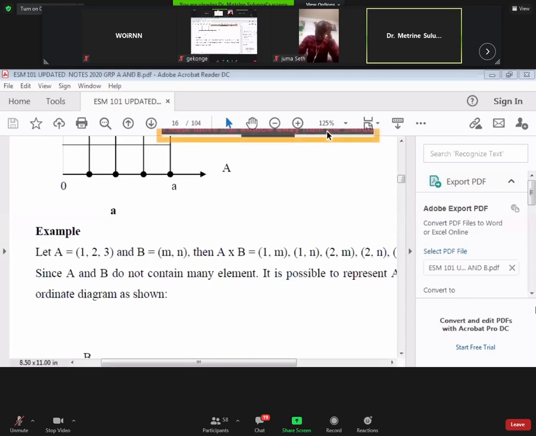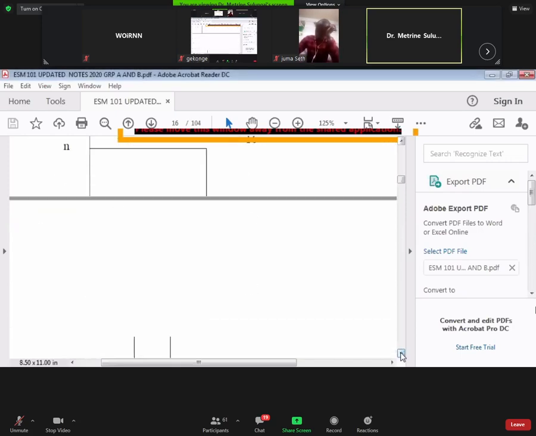Then we go to the second element, 2 in A. We multiply 2 by each of the elements in B, so it will be 2, comma, M, and also 2, comma, N. Then we go back to A, we have 3, so we have 3, comma, M, and 3, comma, N. We are simply multiplying each of the elements in set A with each of the elements in set B to get the various products. Okay, that is the Cartesian product.